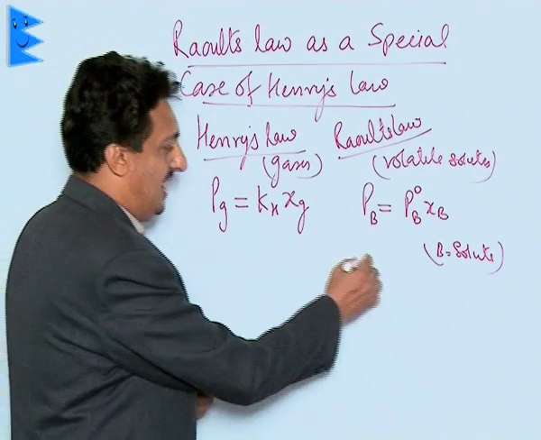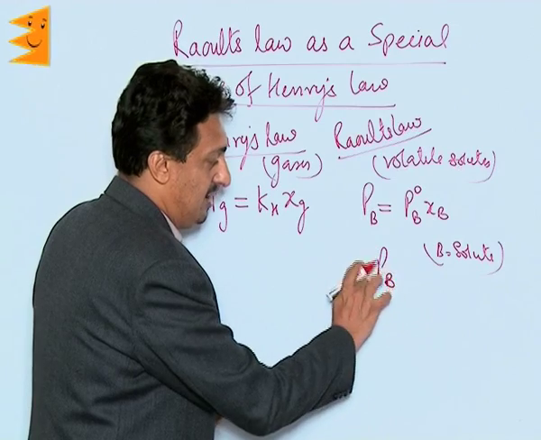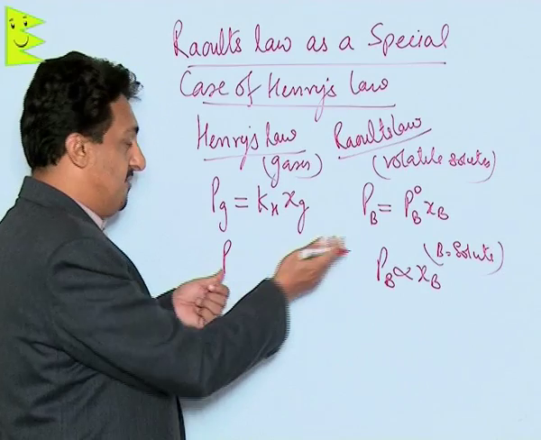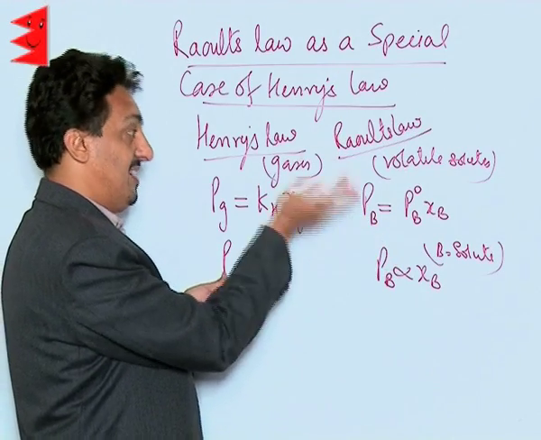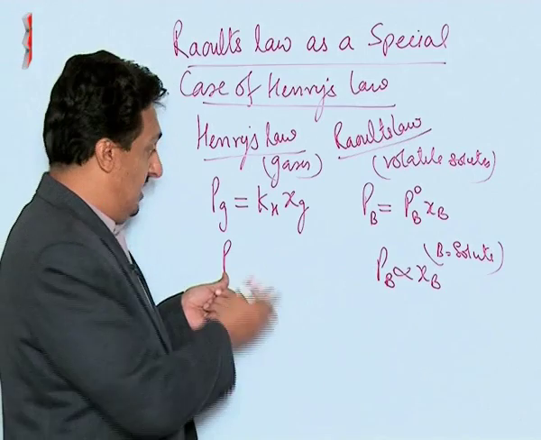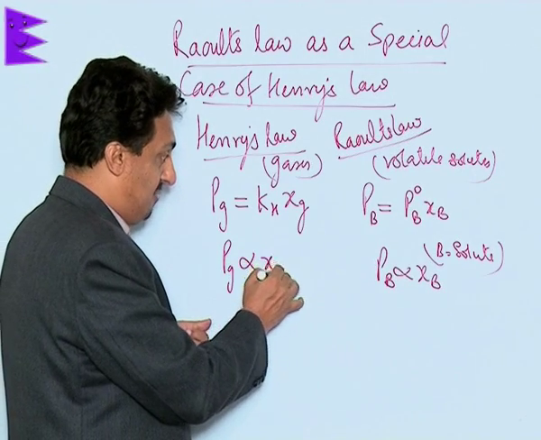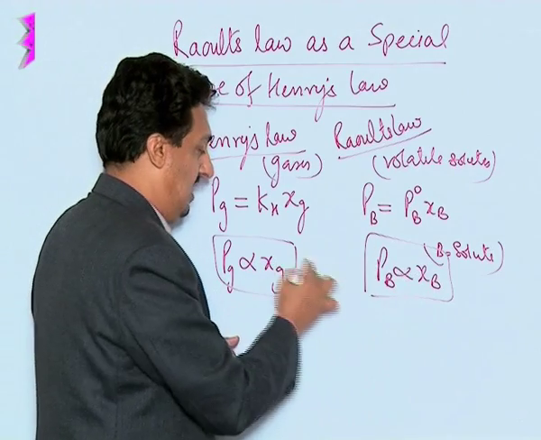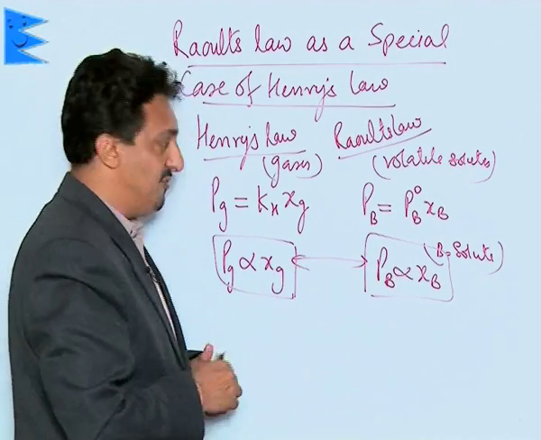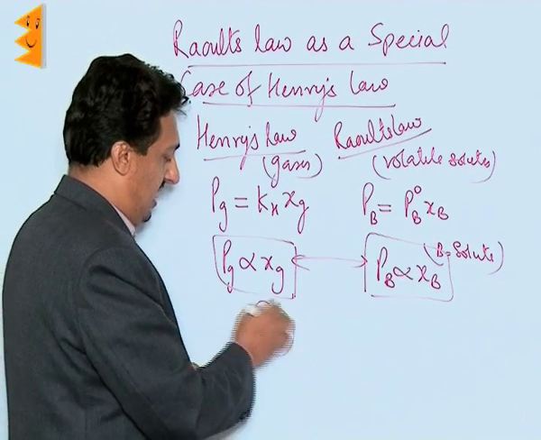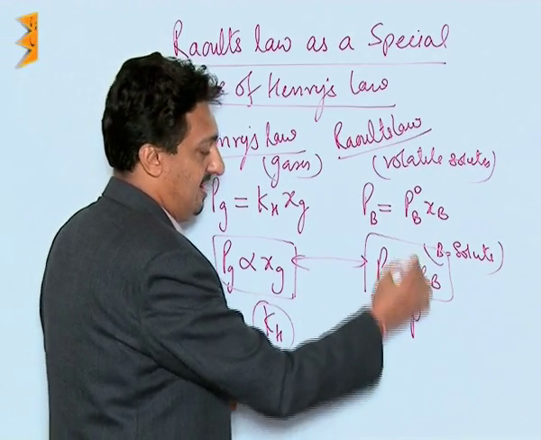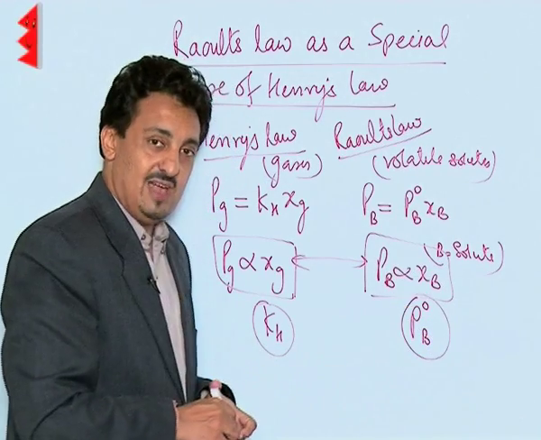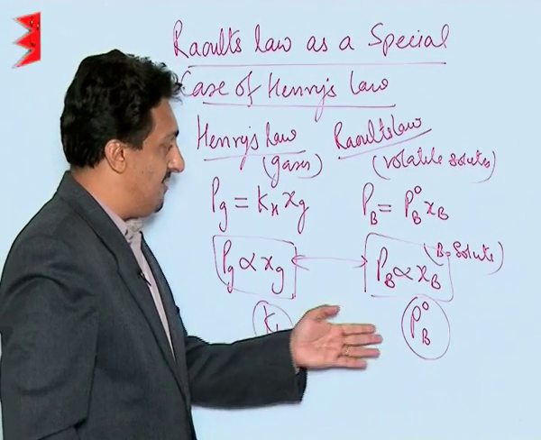So from here we know that the partial pressure of any volatile component is also proportional to its mole fraction in the solution, and in place of a volatile solute we have a gas which is much more volatile. Its partial pressure is also directly proportional to its mole fraction in the solution. So this is how they both are similar. The only difference is that in Henry's law, we have a Henry's constant, whereas in Raoult's law, the proportionality constant is the vapor pressure of that component in the pure state. So otherwise both are the same.